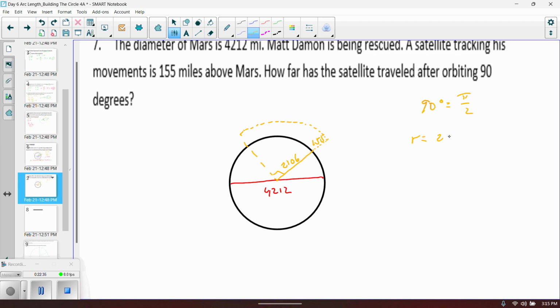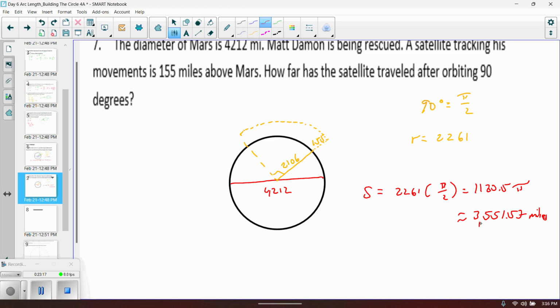That works out to be 2,261. So our arc length that the satellite has traveled is 2,261 times pi over 2. As an exact value, that would be 1,130.5 pi. That's just dividing 2,261 by 2 and then tacking on the pi. Or if we did it as an approximation where we multiply using the pi button, then we would get 3,551.57 miles or so.